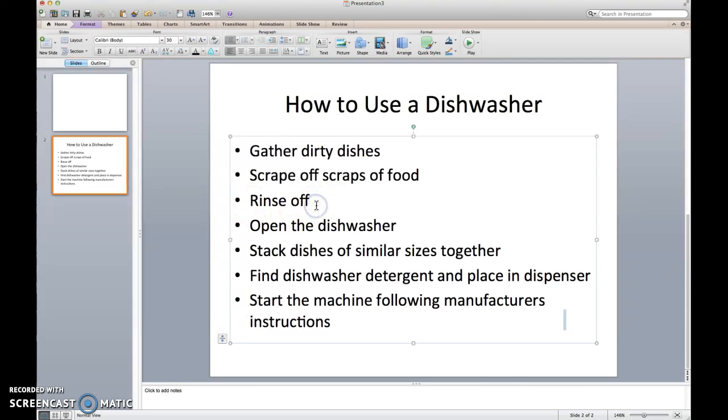Rinse off most remaining material or matter. Remaining food. You can do that. And I would say large scraps of food. Rinse off remaining food. Open the dishwasher. Stack dishes. I would say items because items include silverware. Dishes just refers to dishes.